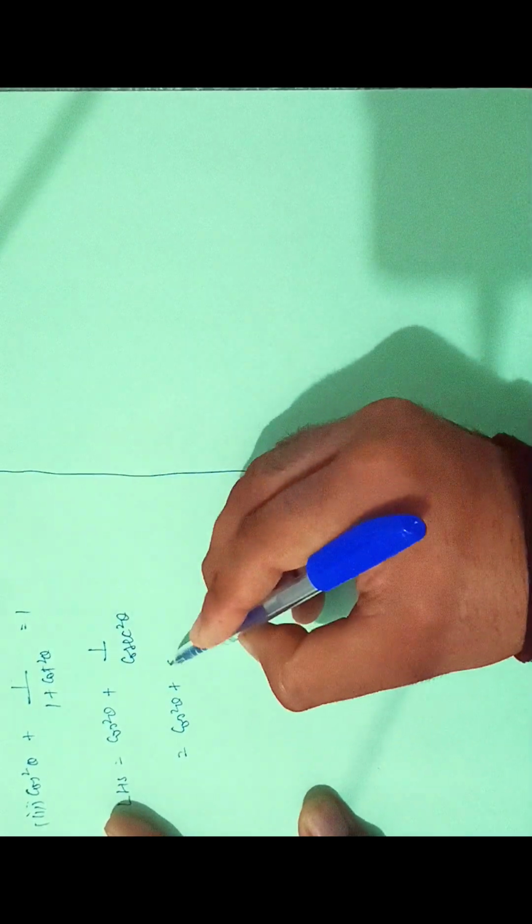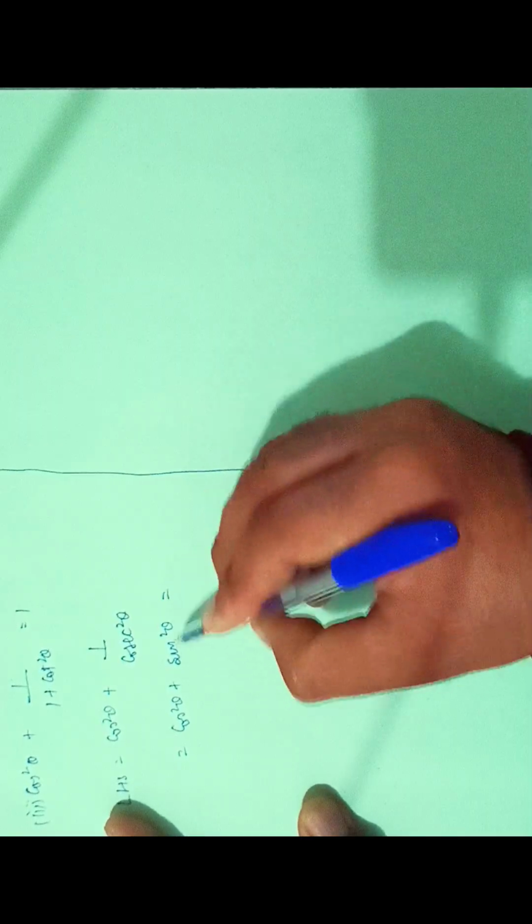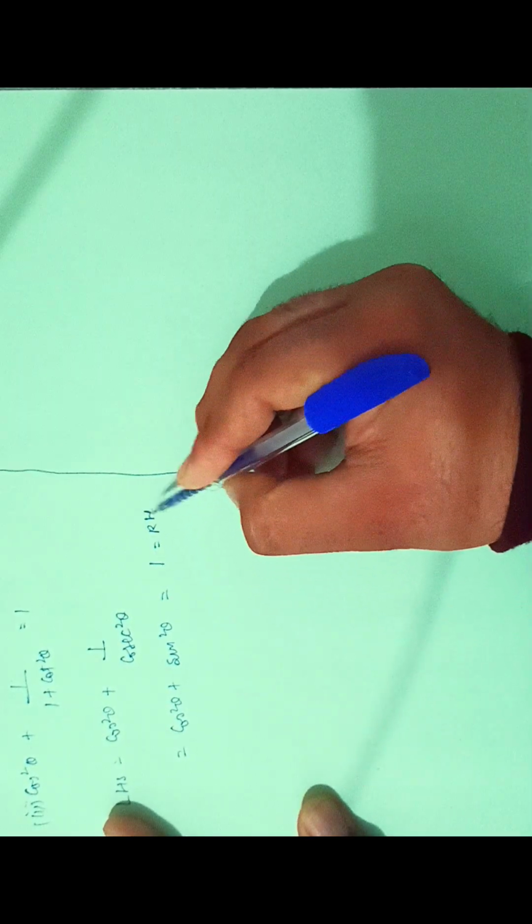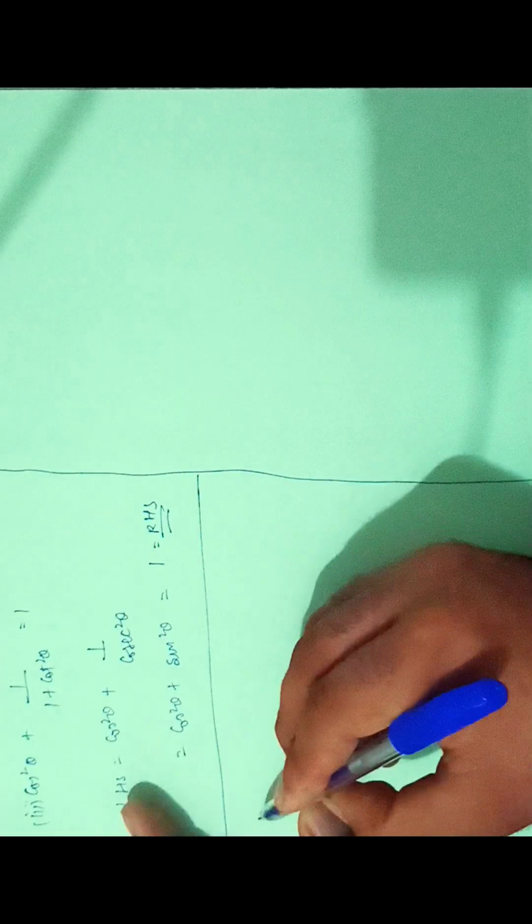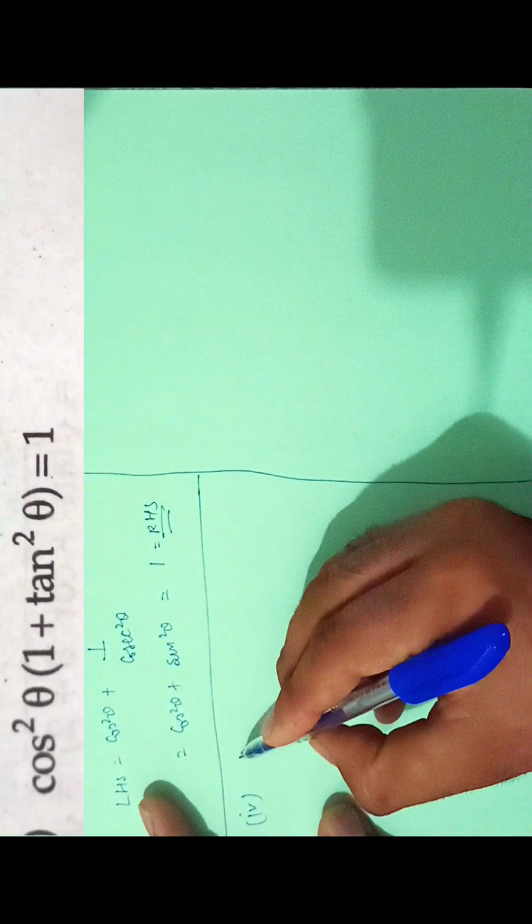1 upon cosec square theta is sin square theta, and sin square plus cos square is 1, and that is the right hand side. We have to prove this. Okay, so it was the third question. Some questions we have missed, so we'll solve this here.